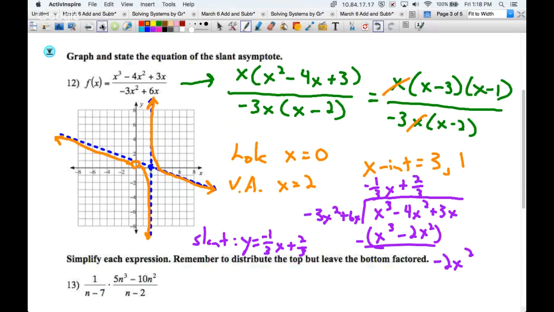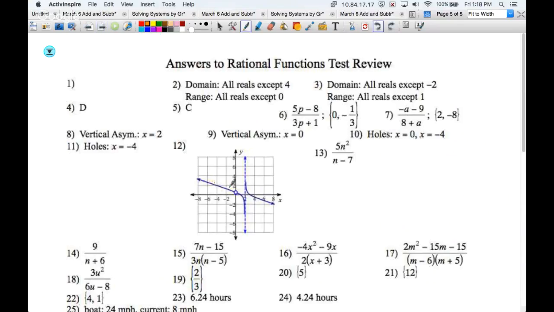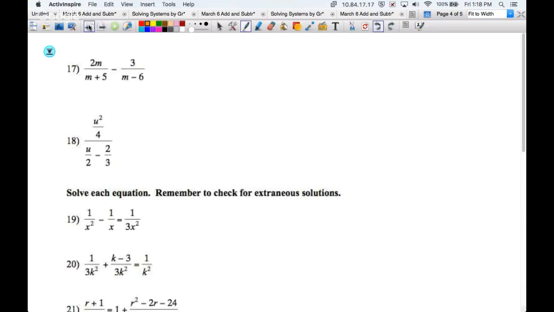I kind of want to look at this one to see how well I did. Yeah, it looks about right.